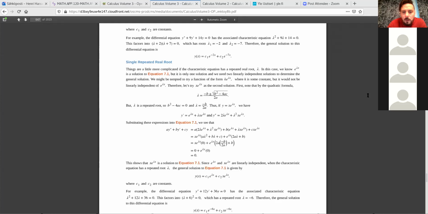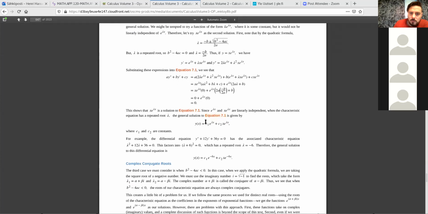So all the solutions will be formed by, in this case, e to the kx, or lambda x, plus x times e to the lambda x. And this is nice. It happens nicely and very easily. Well, then we ran into this trouble.